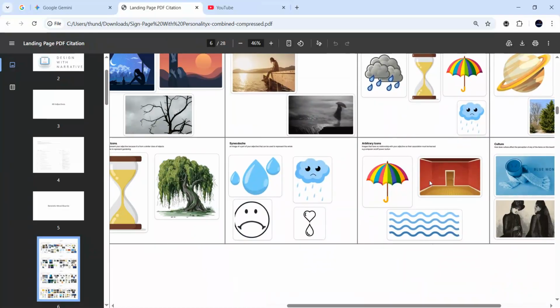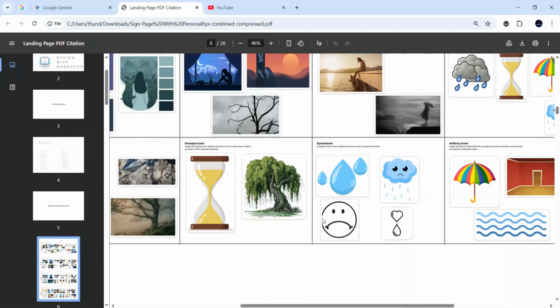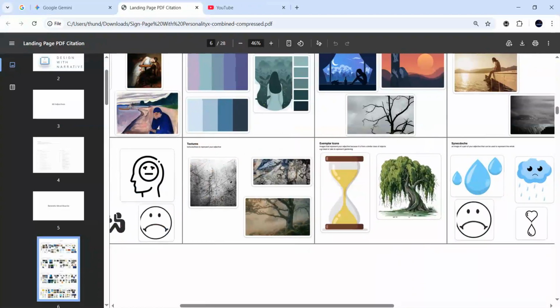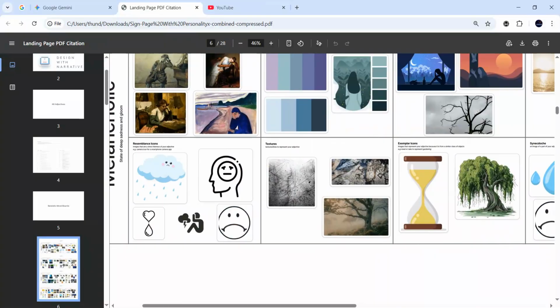There are also a few other icons that are related, exemplar icons, and some textures that could be associated with the word.